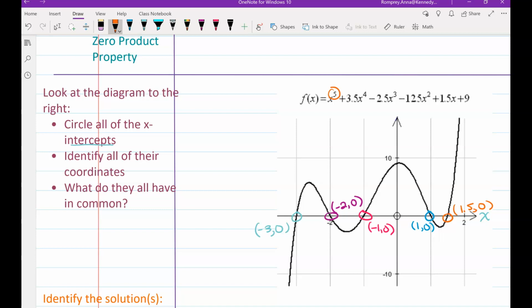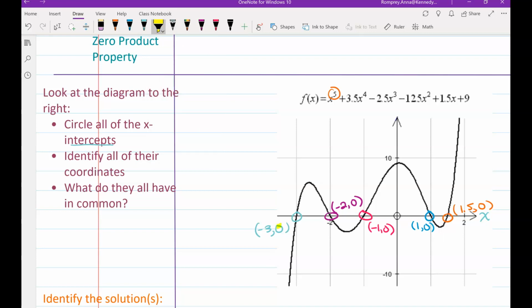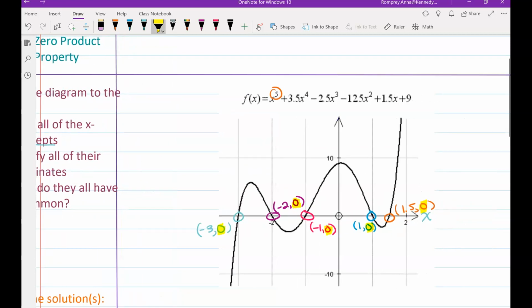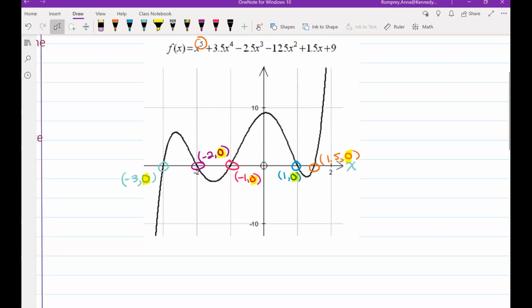What do all of these x-intercepts have in common? Do you see anything sticking out to you? Okay, notice. Look at all of our y values. All of the y values are 0. So, come back. It's called the zero product property.